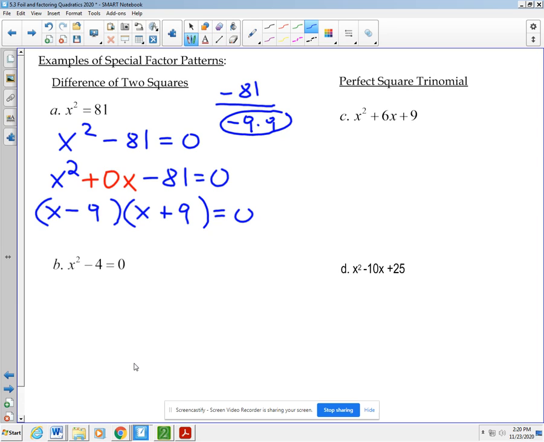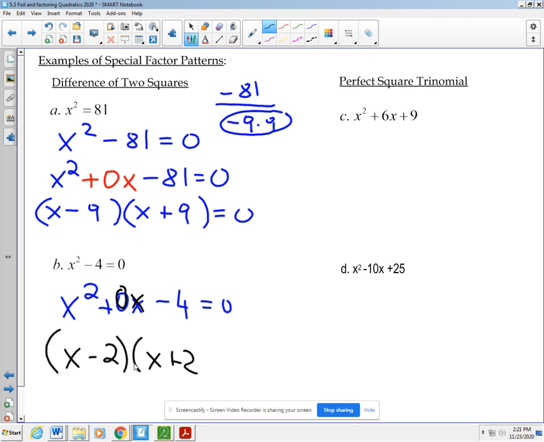Example B would be x squared minus 4, and I'm going to write plus 0x in the middle. Okay, think about this. What are the factors of -4? -4 could be 4 times 1, but 2 and -2 will work. So you get x minus 2, x plus 2. We'll not solve it. That will be our next page.